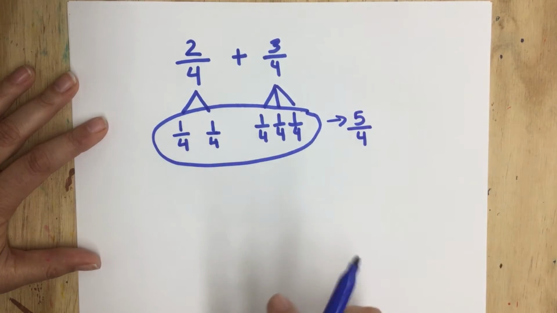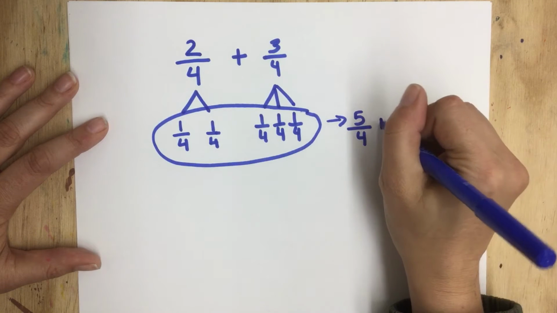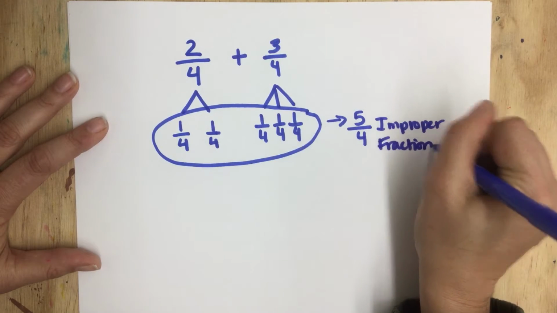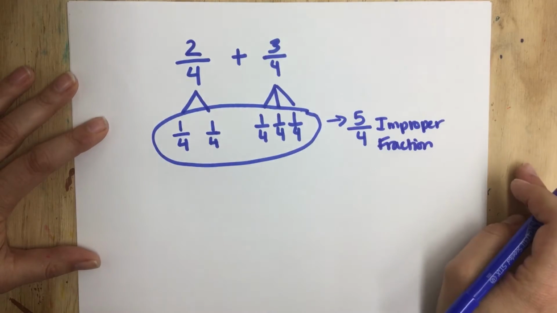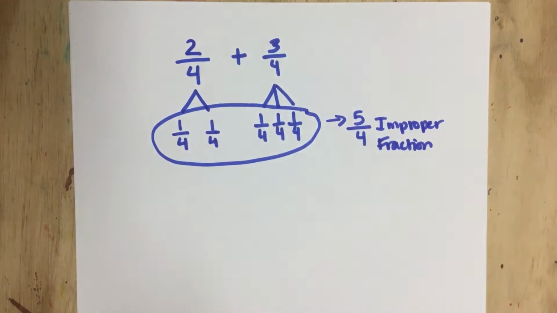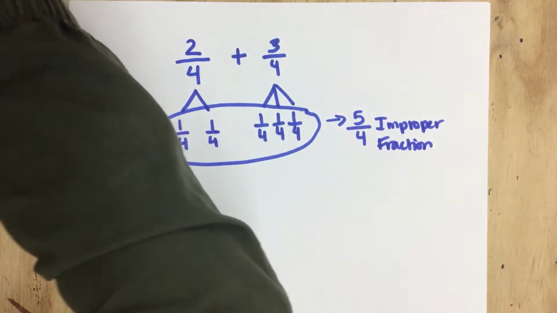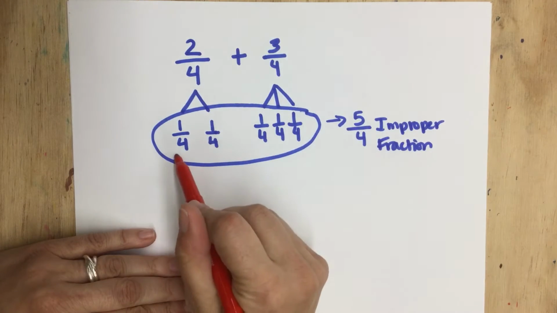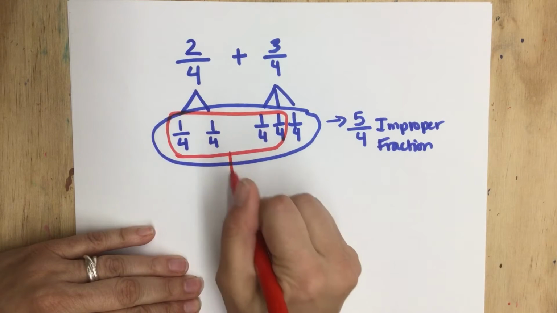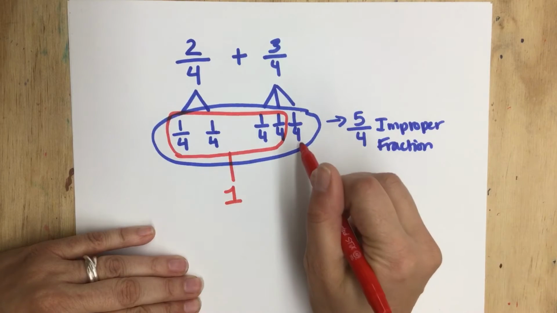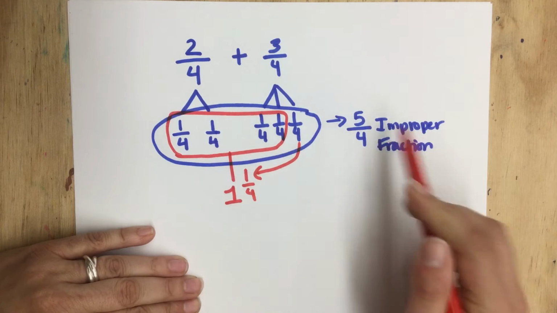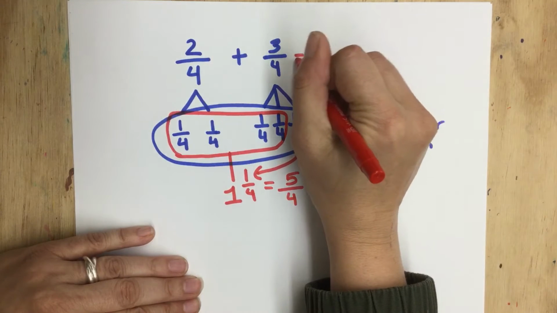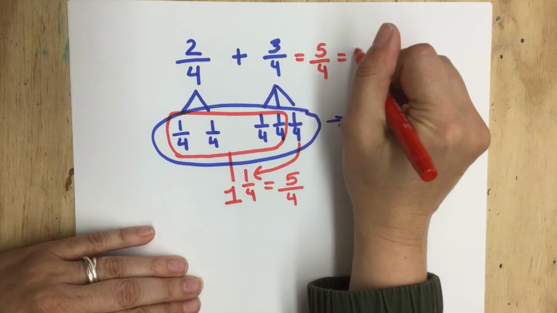Now, with this particular problem, 5/4 is an improper fraction. And it kind of breaks the rules because the numerator is greater than the denominator. So we could look at it in a different way. If we remember that when the numerator and the denominator are the same, then that fraction's value is 1. We'll remember that 4/4 would equal 1. And then we have this 1/4 extra. And we'll put that down here. So 5/4 is equal to 1 and 1/4. So 2/4 plus 3/4 equals 5/4. And it also equals 1 and 1/4.